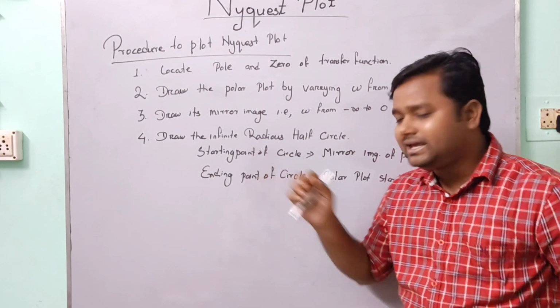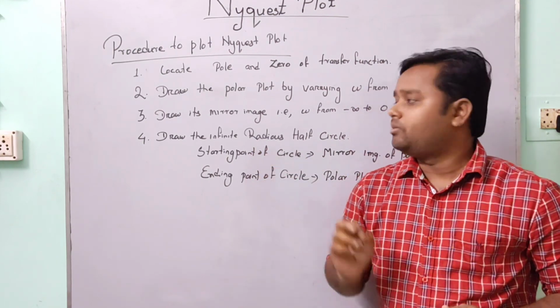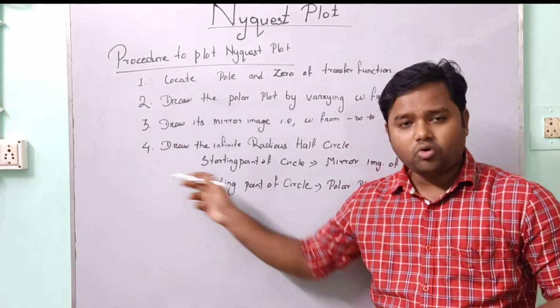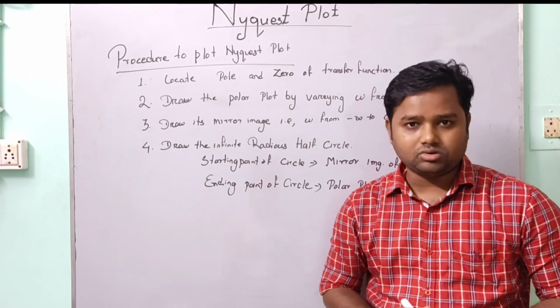By getting the starting and ending points, we can get the half circle of the Nyquist plot. By doing all these four steps, we can easily plot the Nyquist plot for a control system.